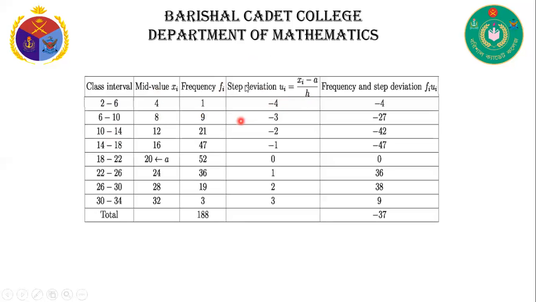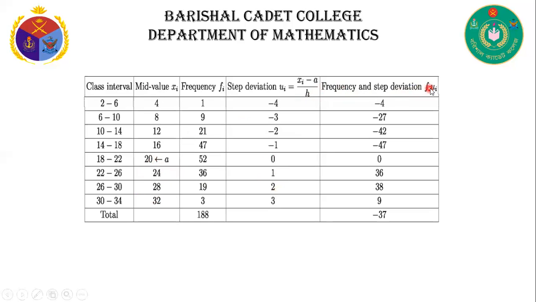Now ui, that means (xi minus A) by h. Here xi is 4, minus A which is 20, so 4 minus 20 is minus 16, divided by h which is 4, that means minus 4. In the same way, 8 minus 20 is minus 12, divided by 4, that means minus 3. In the same way, 20 minus 20 by 4 is 0. And 24 minus 20 is 4, by 4, that is 1. In the same way, we find the other terms.